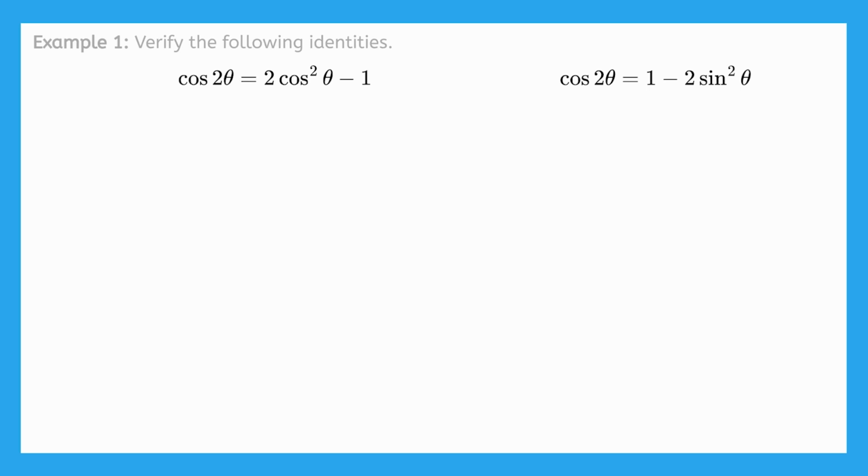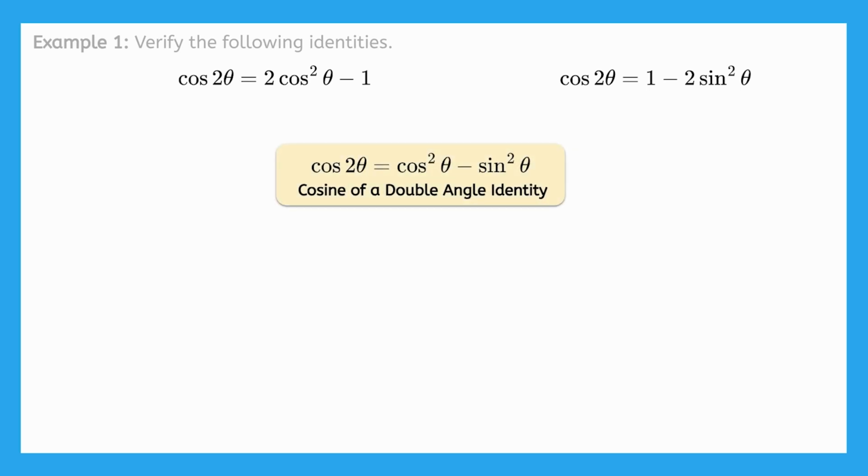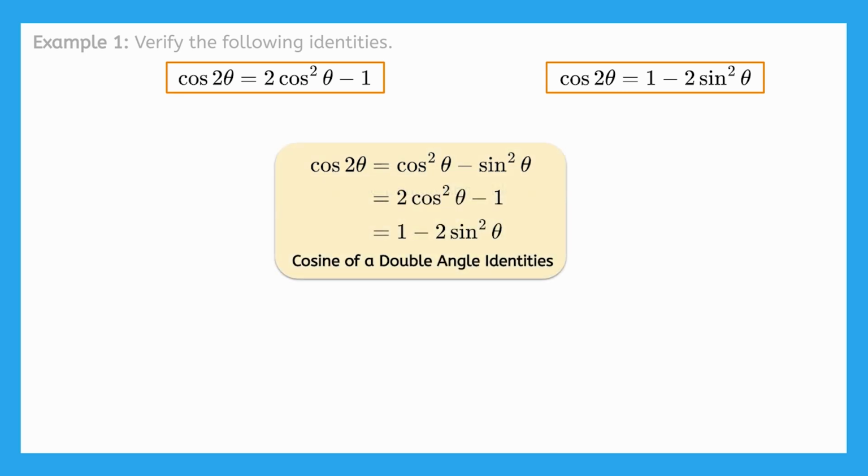Looks like we can in fact express cosine of 2 theta in more than one way. We just proved 2 other identities for cosine of a double angle, which often turn out to be very useful alternatives. Therefore, we will keep them in mind as different versions of the cosine of a double angle identity.